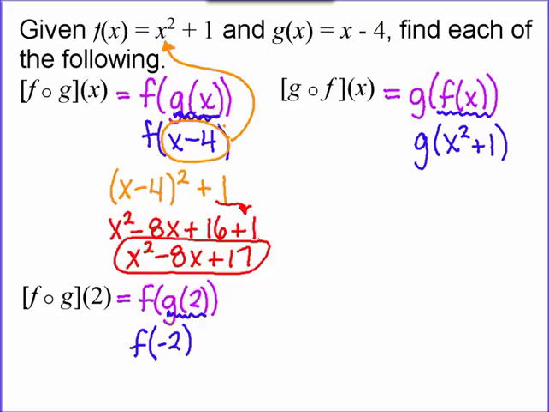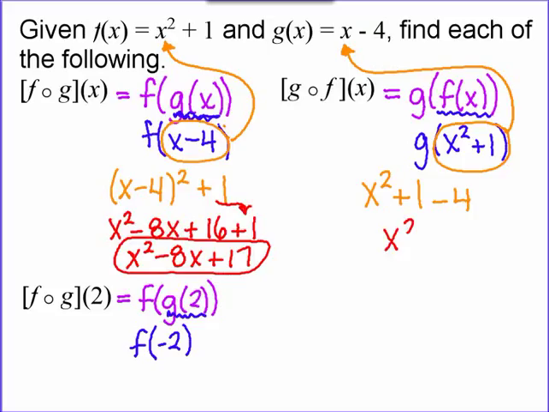Now this says g of x squared plus 1. So that means I'm going to go to the g of x function, right up here, and plug x squared plus 1 right there. So I get x squared plus 1 minus 4, because I have the minus 4 in the original problem. Your final answer is x squared minus 3.